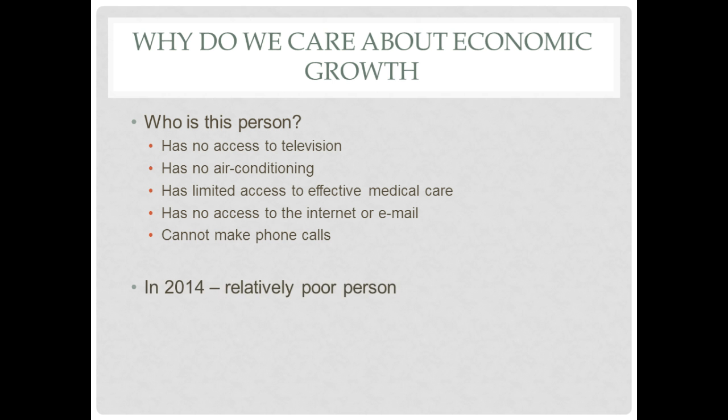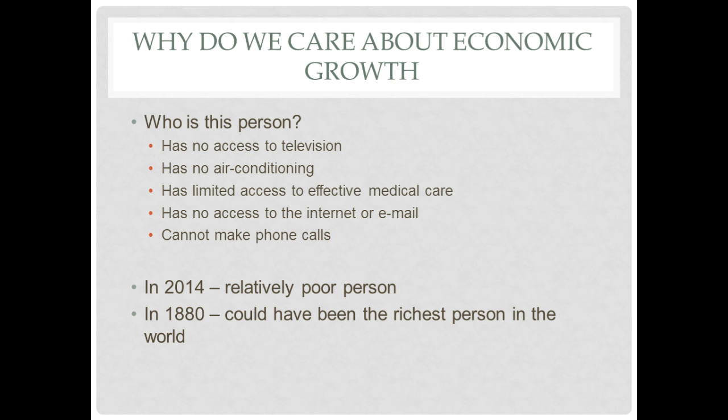Well, in 2014, we would think of that person as probably being someone who's fairly poor, maybe lives in an undeveloped country, or maybe has very, very limited income. That's probably true in 2014. However, who would that person be in 1880? In fact, it could easily have been the richest person in the world. No matter how much money you had in 1880, you couldn't have any of those things.